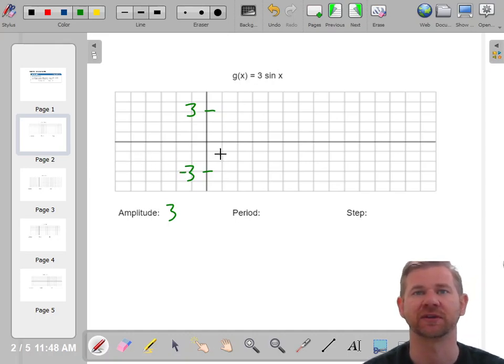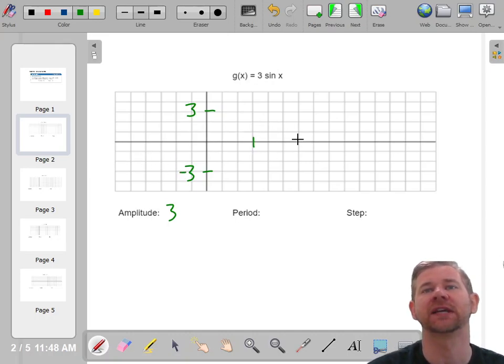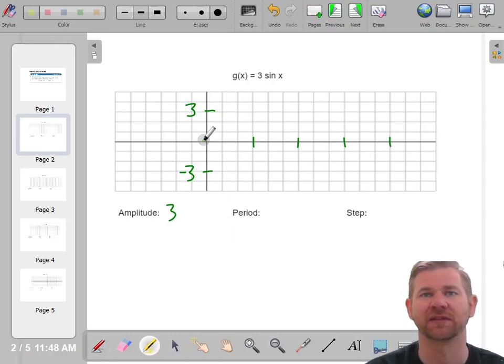Okay, that's the first thing I'm going to do. The second thing I'm going to do is put 4 tick marks on the x-axis. Every problem will always have 4 tick marks. There are 5 places that we care about: the start, the max, back to the midline, the min, and then back to the midline. That's your cycle. So those are the points that I want.